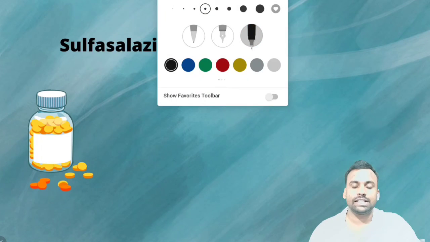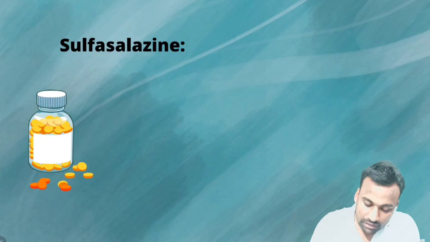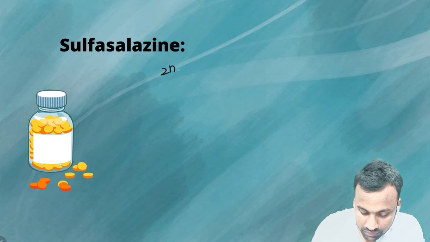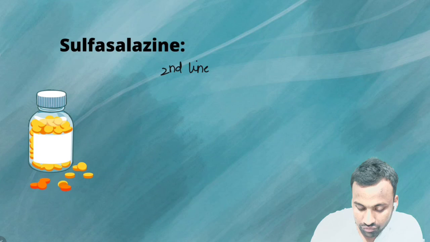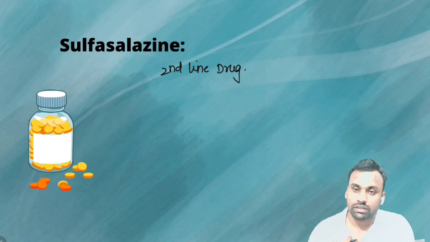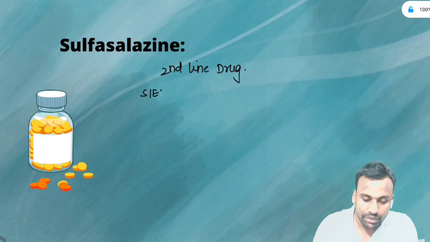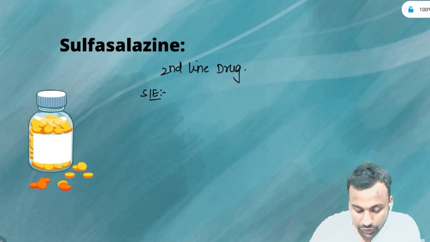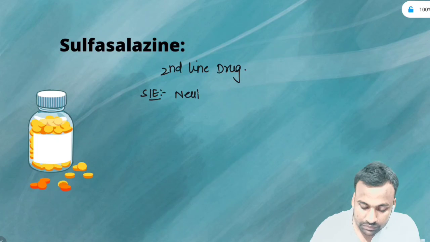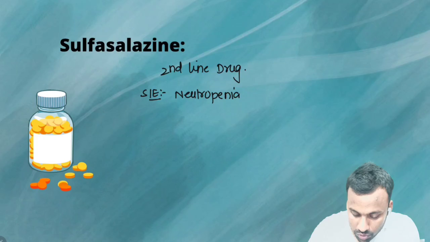Sulfasalazine is mainly a second-line drug, a second-line DMARD, and the side effects we mainly get if we give this drug are that the patient may present with neutropenia, and the patient may present with thrombocytopenia.